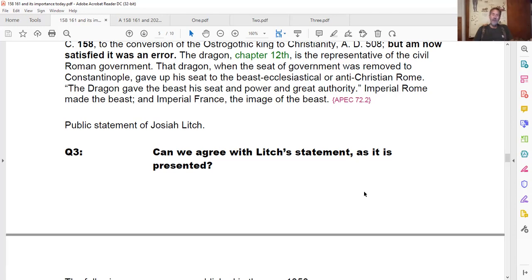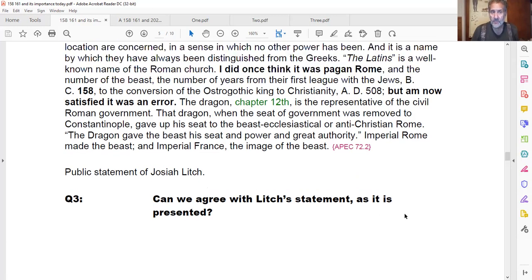Can we agree with Litch's statement as it's presented? Yeah, because he made a mistake in how they applied Revelation 13. Okay, I'm not too sure. Yeah, he makes a statement about 508 about the Ostrogothic king, so that would be Theodoric. So I think he was an Arian king, but probably even before 508.